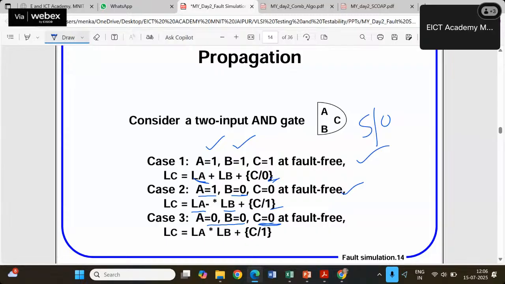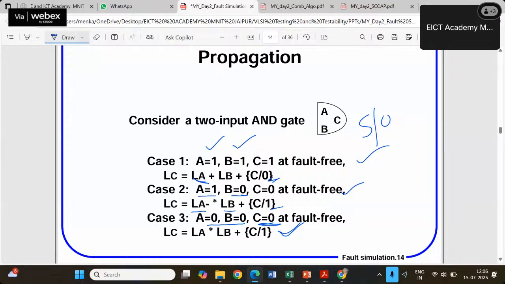So it means if C stuck-at-1 is there, the output will become 1 and that's what we are able to cover. If you think that you are not able to understand this, I can repeat it. Otherwise, with the help of an example, you will be able to understand it in a good way.